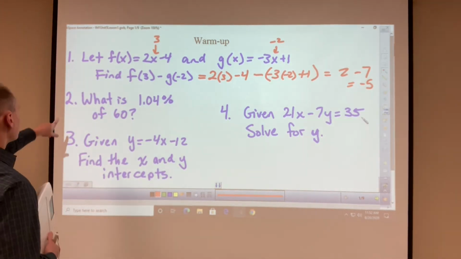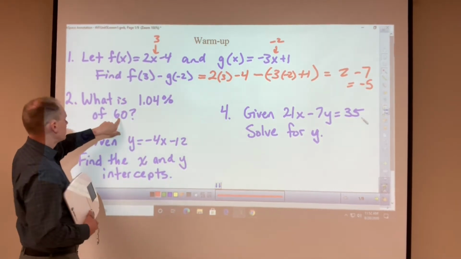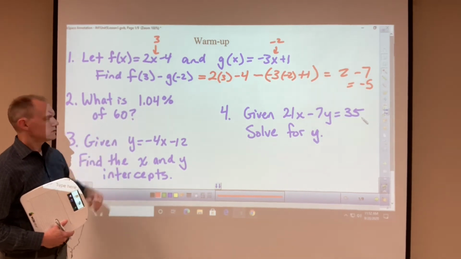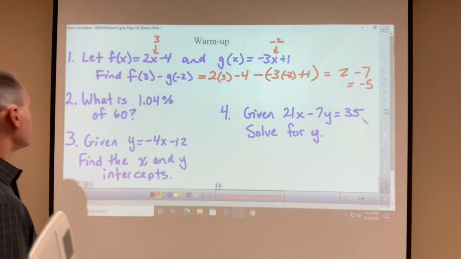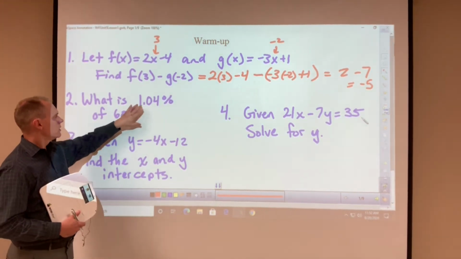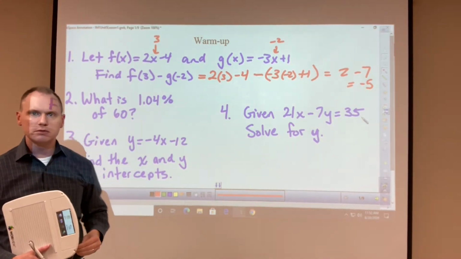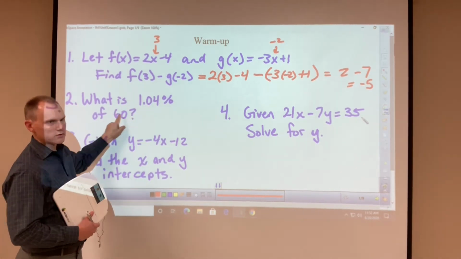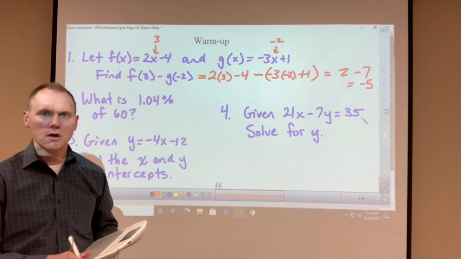All right, number 2. What is 1.04% of 60? That's an increase of 4% of 60. So we should get something just above 60. So let's go ahead and multiply the two numbers involved without trailing zeros. So that's going to be 1.04. So 104 times 6. So 100 times 6 would be 600. 4 times 6 would be 24. So that'll be 624.